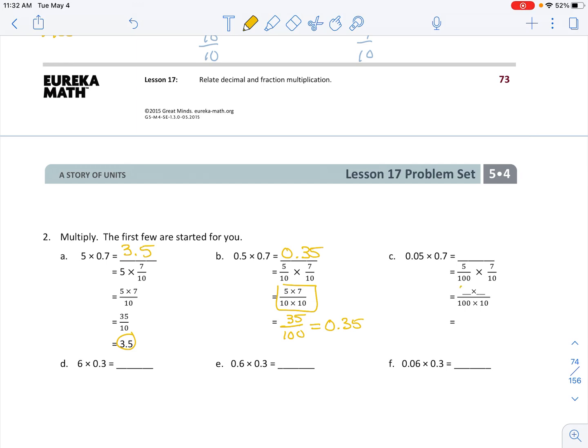And now letter C, we have 5 times 7, which is 35. 100 times 10, which is thousandths. So 35 thousandths is a decimal 0.035 because we have tenths, hundredths, thousandths.